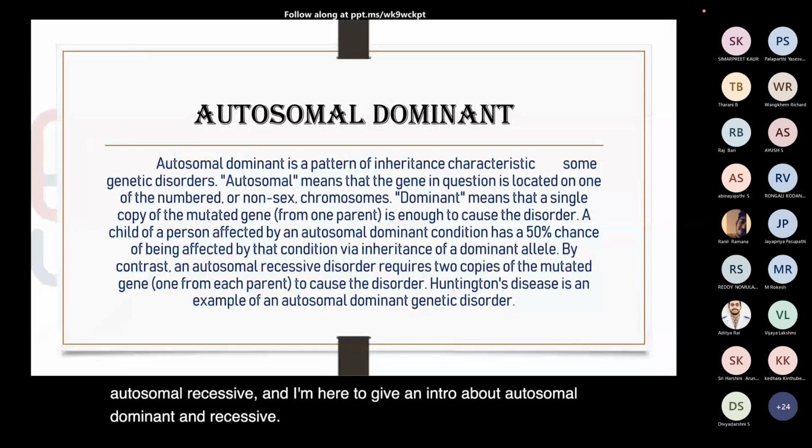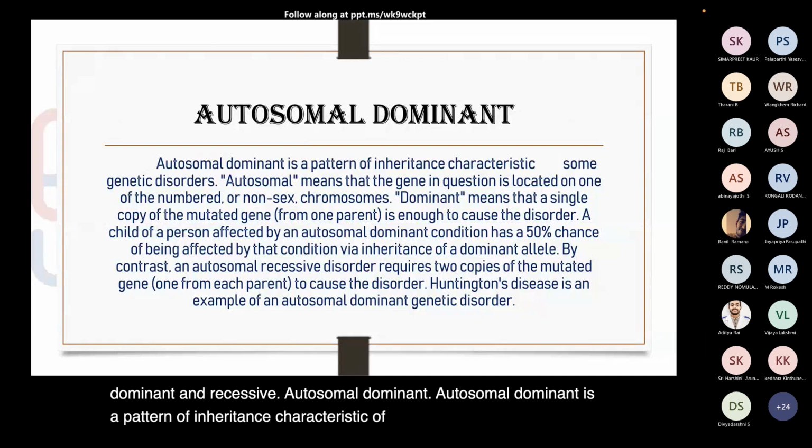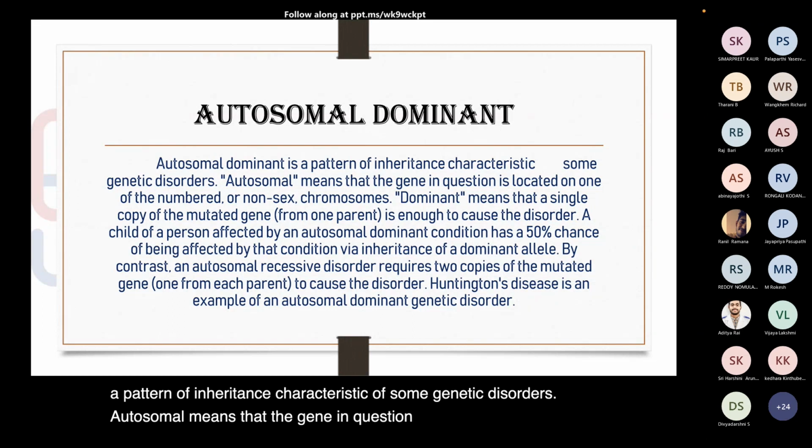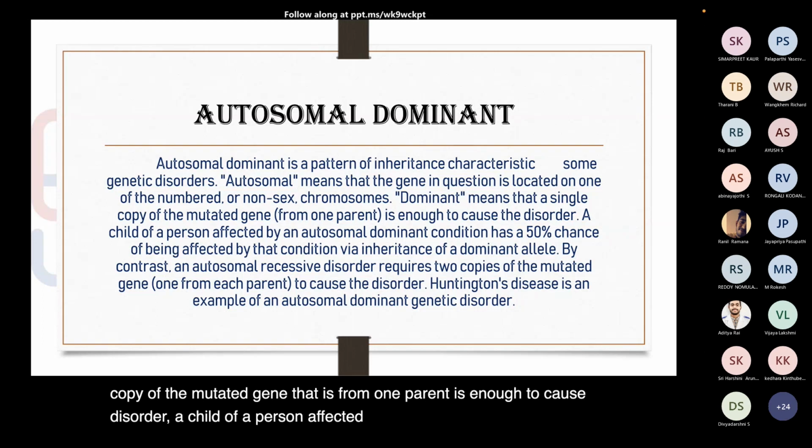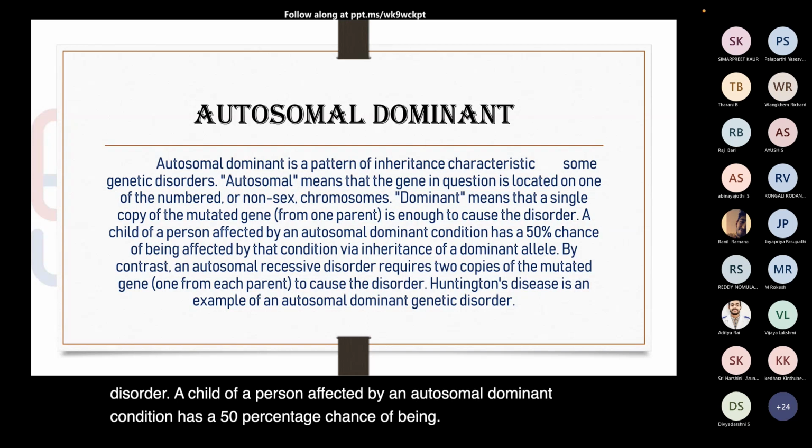Autosomal dominant is a pattern of inheritance characteristic of some genetic disorders. Autosomal means that the gene in question is located on one of the numbered or non-sex chromosomes. Dominant means that a single copy of the mutated gene, from one parent, is enough to cause the disorder. A child of a person affected by an autosomal dominant condition has a 50% chance of being affected by that condition via inheritance of a dominant allele.